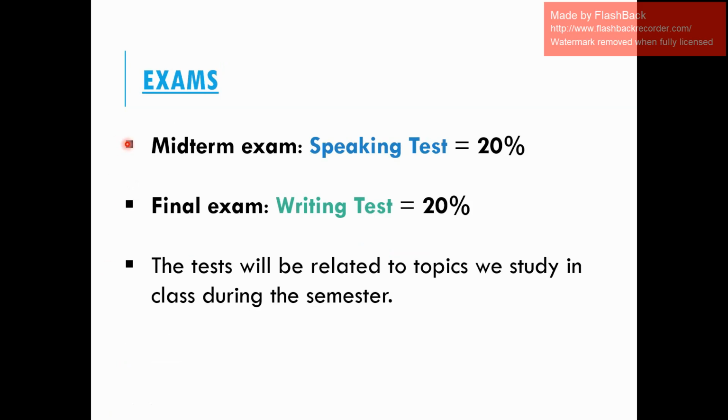We will have 2 exams. One will be a midterm speaking test, and one will be a final exam, which will be your writing test. Both of those are 20% of your final grade, and those tests will be related to topics we have studied in the class during the semester. So the midterm exam will be happening in a few weeks, and the final exam will be towards the end of the semester. That'll be a writing test, probably on Saturday.